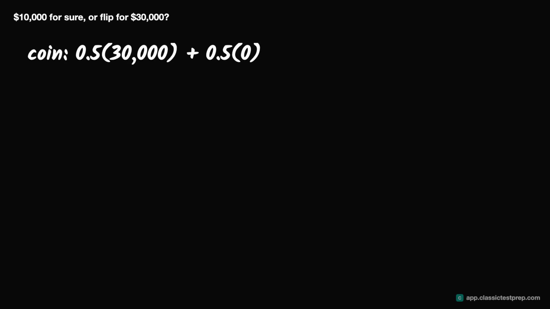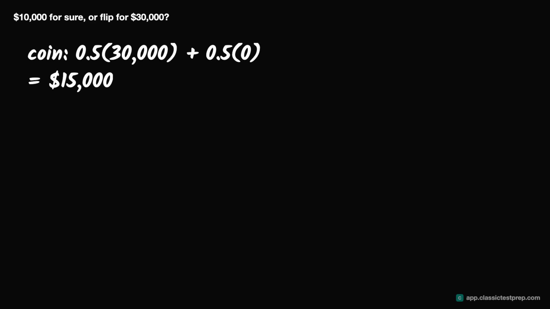Let's say someone walks up to you on the street and offers you $10,000 guaranteed you can walk away with, or says you can flip a coin and if it lands on heads, you get $30,000. Now, assuming that the coin actually has a 50-50 chance of landing on heads, which of these two options has the higher expected value? Getting $10,000 for sure, or flipping a coin for $30,000?